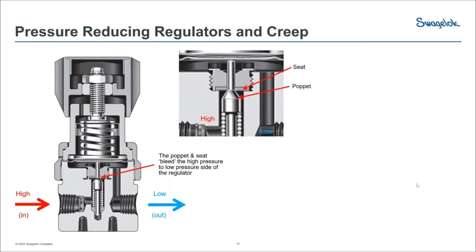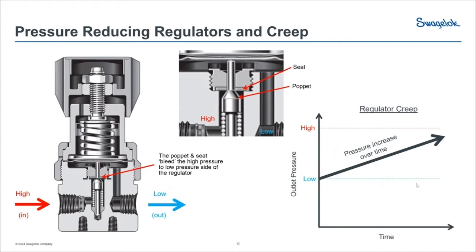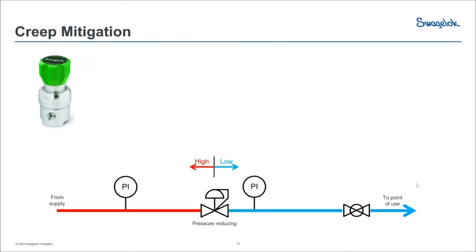Now let's imagine for a second that there's some obstruction, say a contaminant that gets between that seat and the poppet. The regulator now gets stuck in an open position, and that's the primary cause for creep. See, regulator creep is a phenomenon where, really simply put, the regulator stops becoming a regulator, and that can cause some serious safety issues and/or can risk other downstream equipment.